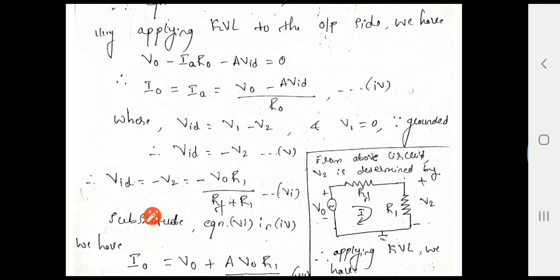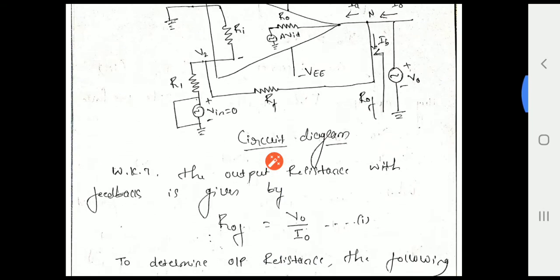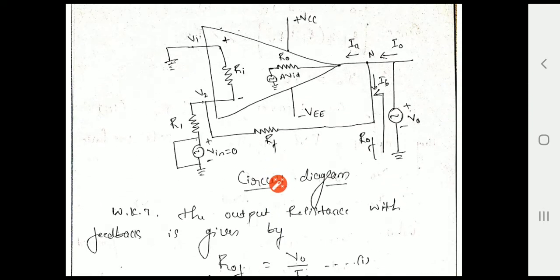Now from this, we need to find out what VID is here. As we know, the definition of VID is the difference of two voltages at the input side. In that, V1 is 0 because it is grounded. So VID is nothing but 0 minus V2. Now how to find V2? From this circuit, I have to find V2 using the voltage divider rule. Here V2 is connected across R1, and the other terminal of R1 is connected to ground. Then following this path to RF, then it follows the path to V0. Using this circuit, I am going to find the value of V2.